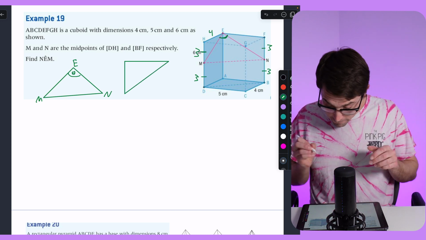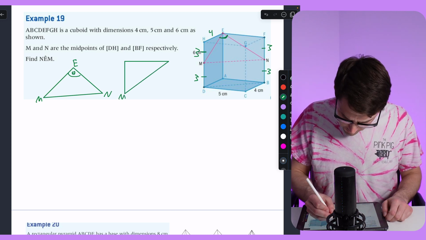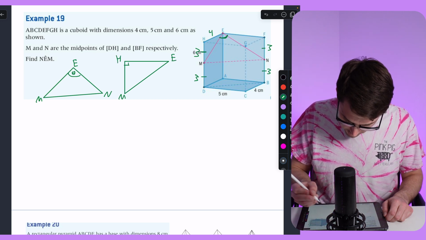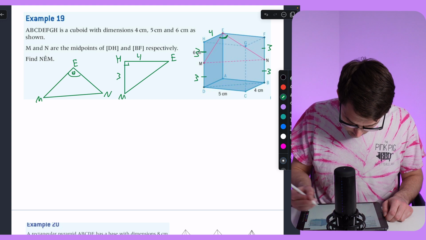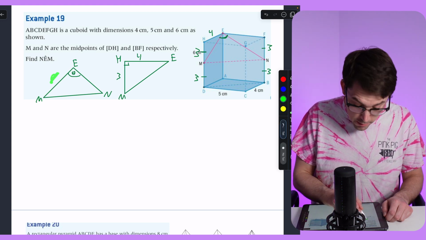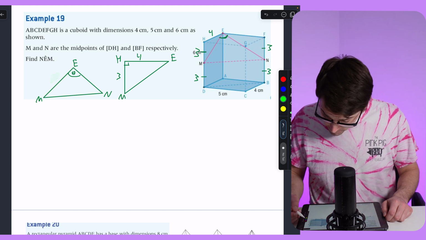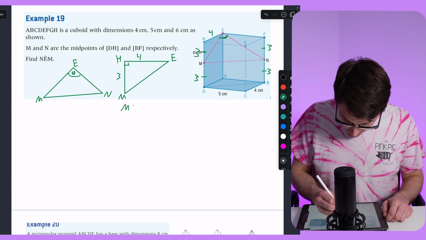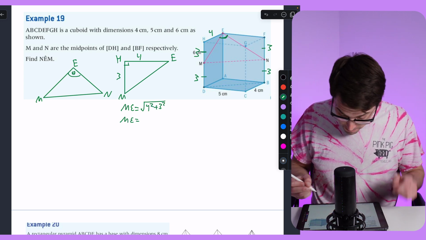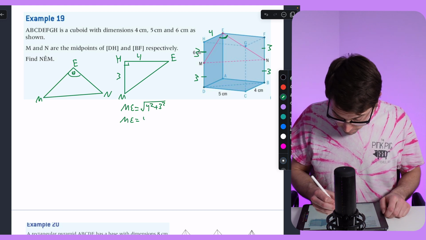So if I actually drew that out a little bit to kind of help. So now I'm kind of looking at it face forward. So I would have M, I would have E, and I would have H. 90-degree angle, I have 3, I have 4. I need to know what ME is going to be, so that way I can put this value in over here. So again, ME is going to be equal to the root of 4 squared plus 3 squared, just by using the Pythagorean theorem. So ME is going to be equal to 5.